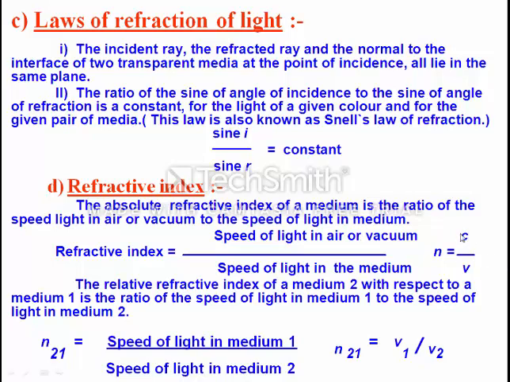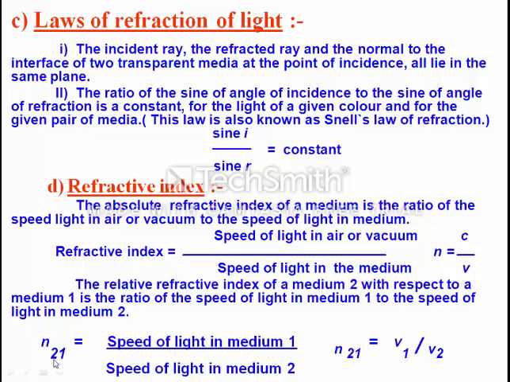What is c? Its value you all know, 3 into 10 to the power 8 meter per second, and v is either given, or if any two out of the three are given to you, you have to calculate the third one. And the relative refractive index of a medium 2 with respect to medium 1 is the ratio of the speed of light in medium 1 to the speed of light in medium 2.